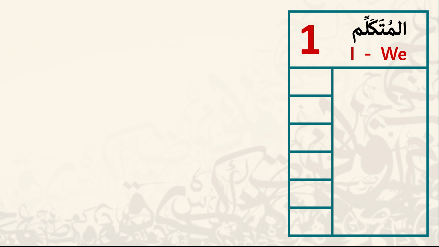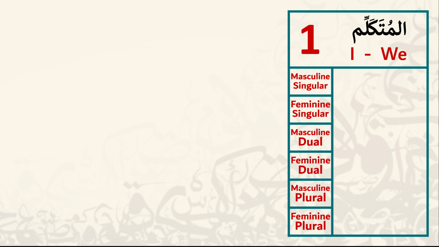Let's begin with first person pronouns, the speaker, المتكلم. In English, they are 2, I and we. I for singular and we is for plural, regardless of the gender. In Arabic, here are our 6 levels: masculine and feminine singular, masculine and feminine dual, and masculine and feminine plural.